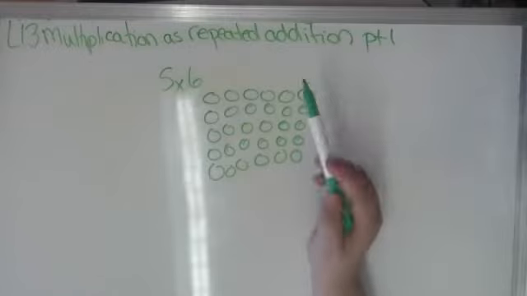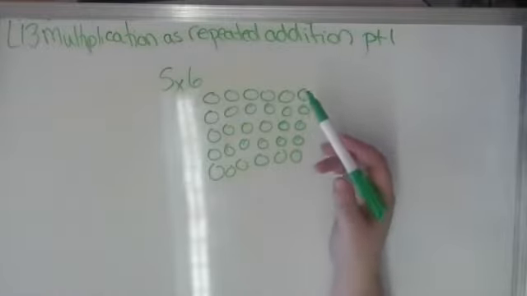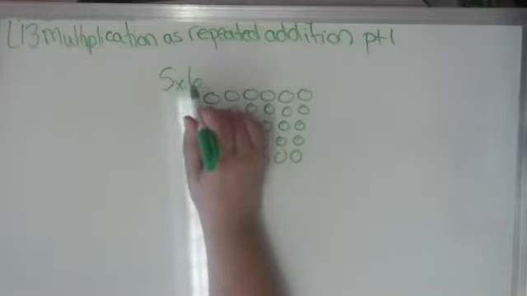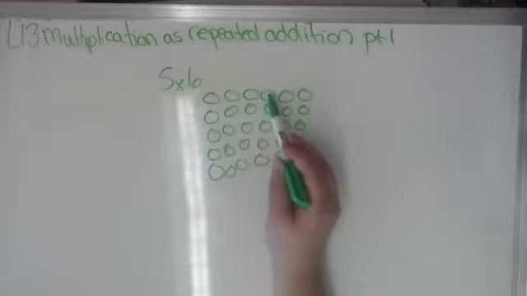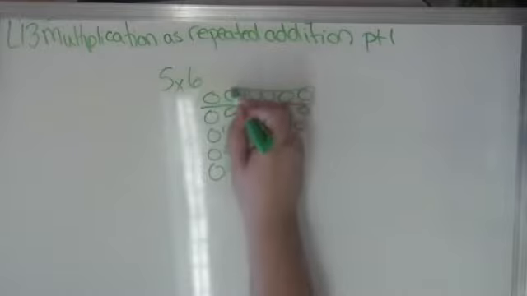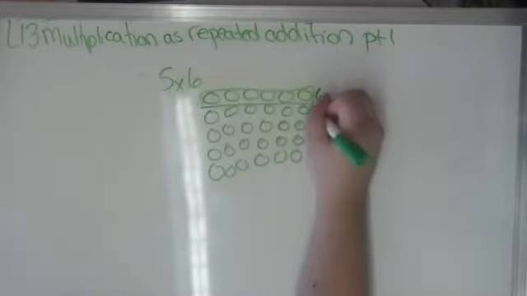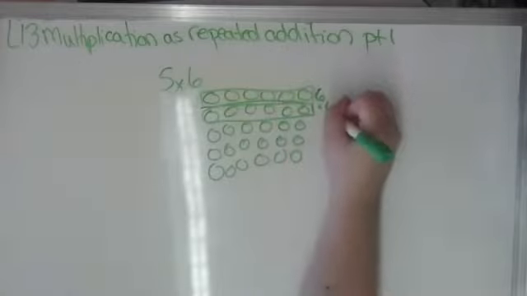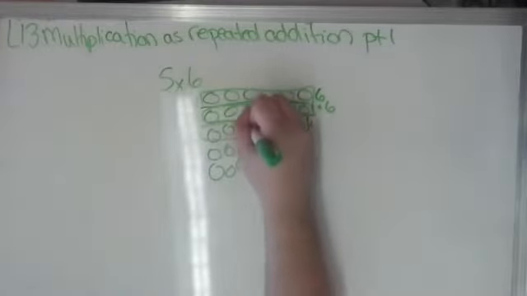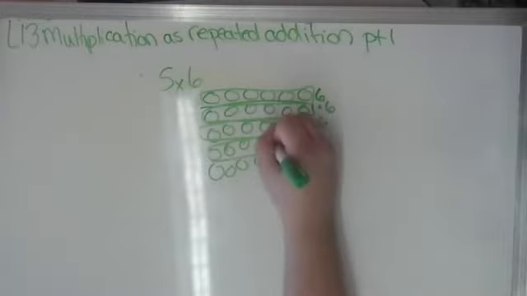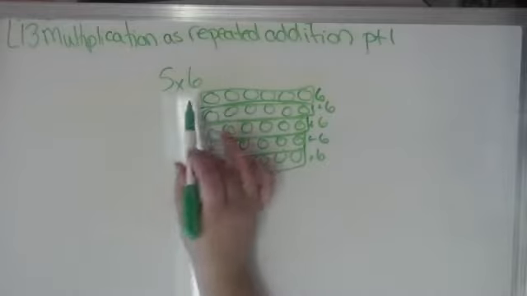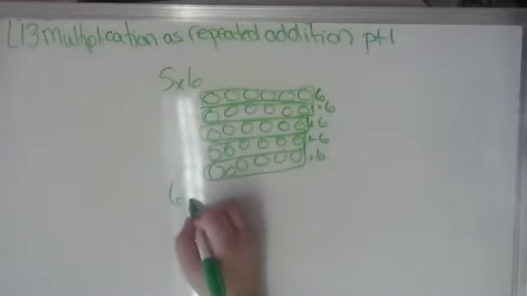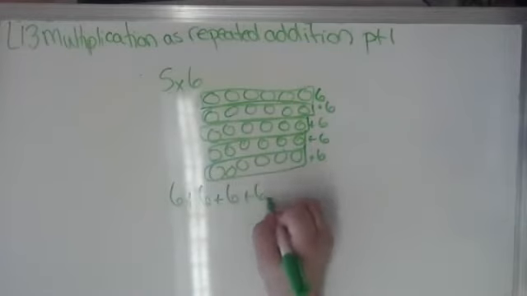Now, when we're looking at repeated addition instead of multiplication, what we're looking at is the groups. Right now, we have 5 groups of 6. That is what we have. 1, 2, 3, 4, 5 groups of 1, 2, 3, 4, 5, 6. So you have 6 add 6 add 6 add 6 add 6. 1, 2, 3, 4, 5. Okay, so you actually have in the 5 times 6, you have 6 5 times.